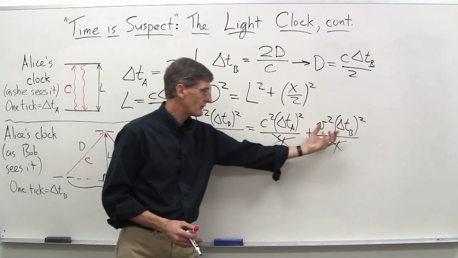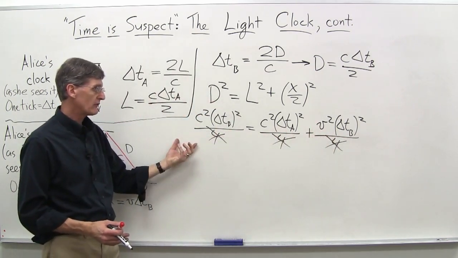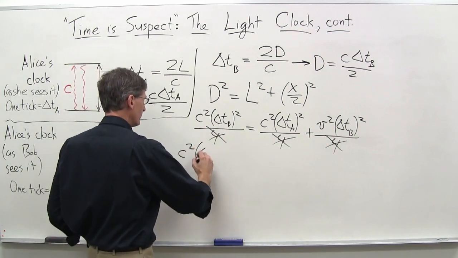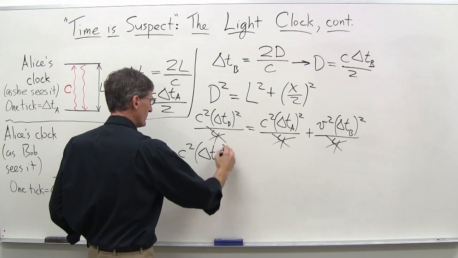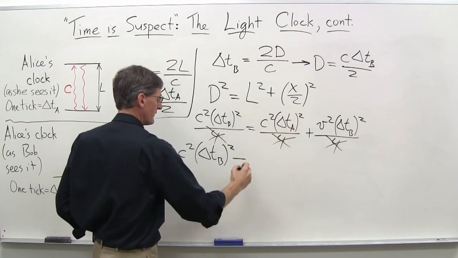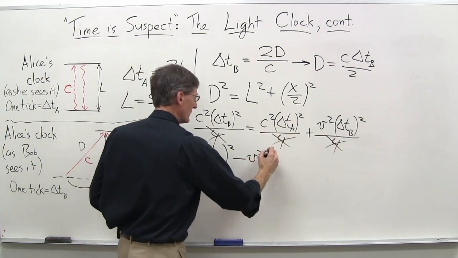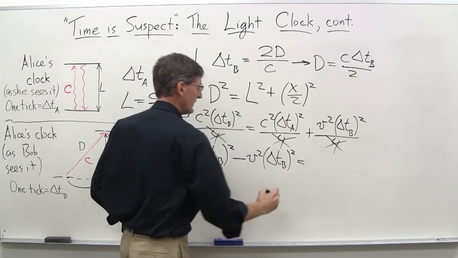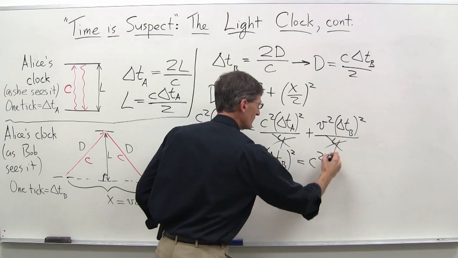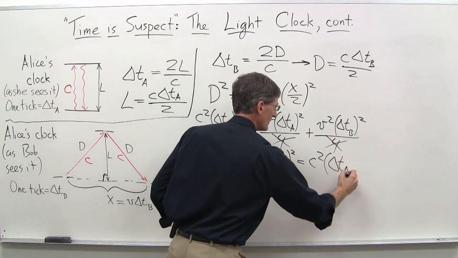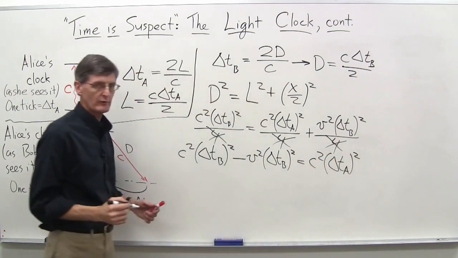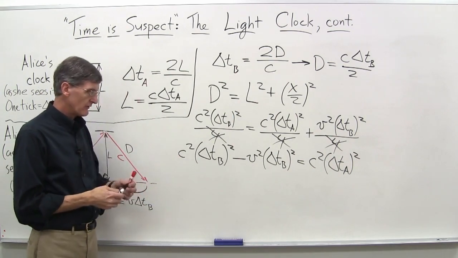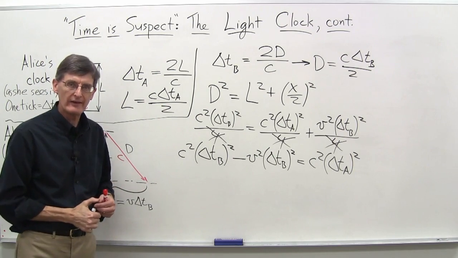So I'm going to take this term, subtract it from each side, bring it over here. So we'll write this as c squared delta tb squared minus that term, v squared delta tb squared equals c squared delta ta squared. Again, for some of you, if you've been doing a lot of things like this recently, you can almost do this in your head and jump ahead here.